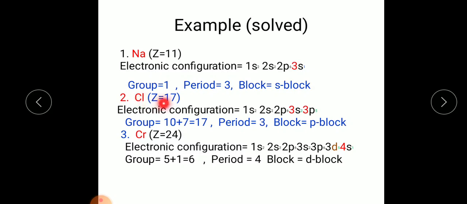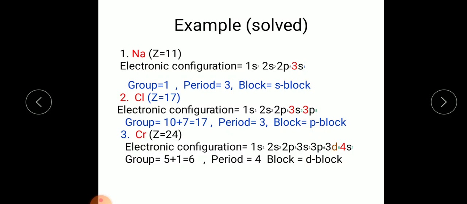Similarly, we'll see for chlorine with atomic number 17. We'll write down the electronic configuration first. Now for the group number, since it is a P block element, the last electron is going into the P orbital, so we need to add the 2 in 3s and the 3p electrons. Here we have 2 and here we have 5, so 2 plus 5 is 7, and this 7 is added to 10. This is the rule, because if the element belongs to the P block, you need to add 10. So 10 plus 7 gives you 17. That means this element belongs to group 17, and period it is 3. Why? Because the last orbital is 3. And block, it belongs to P block.